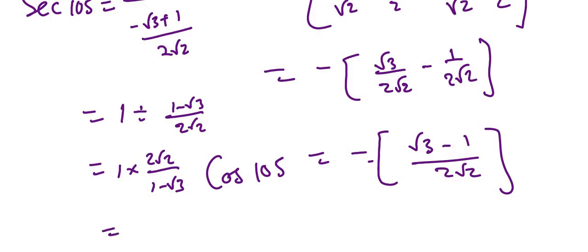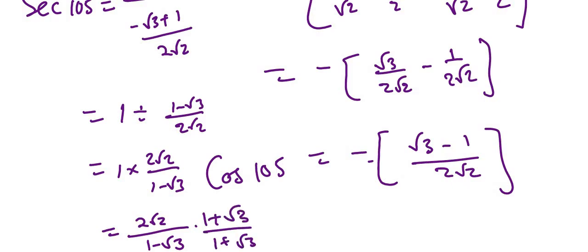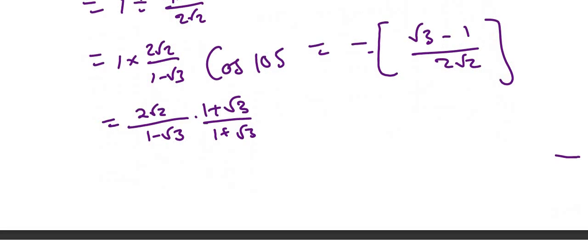Then this will now become 2 root 2. Then you have 1 minus root 3. Then here you rationalize, right? Multiply with this to just avoid having a surd down there. So your final answer should be something like 2 root 2 plus 2 root 6.